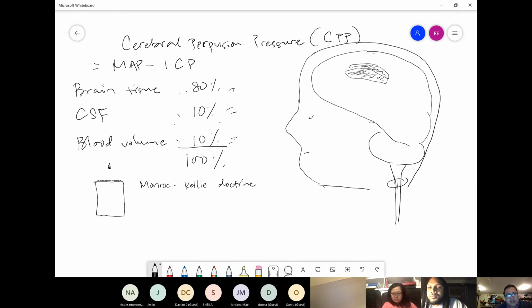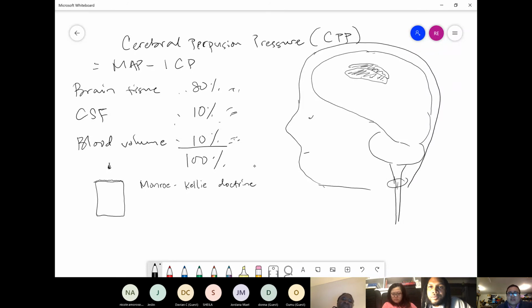So going back again to this cup, a glass of water, if volume in any of these increases, what did the Monroe Kelly say? If volume in any one component increases, then volume in another component must be displaced, right? There's no room here, so somebody has to go.